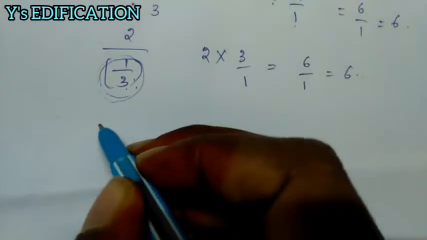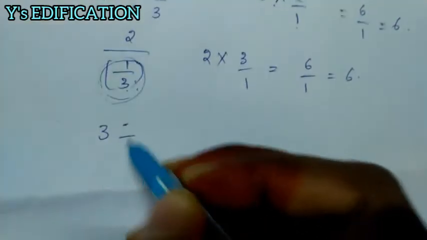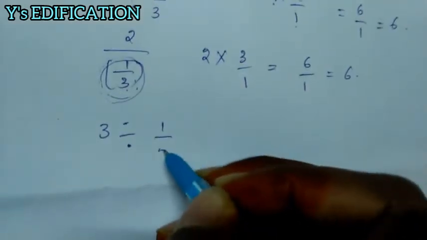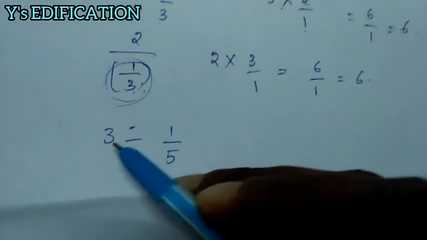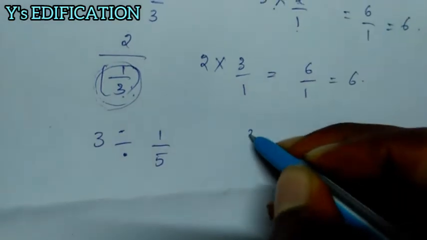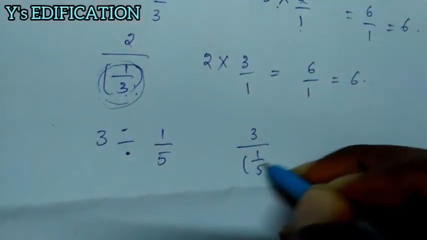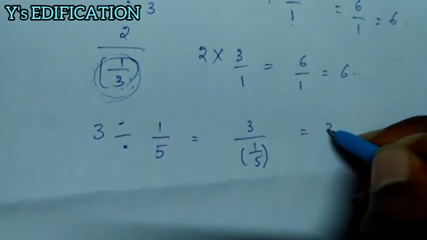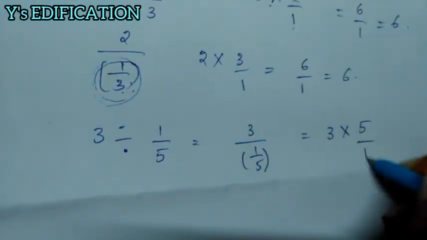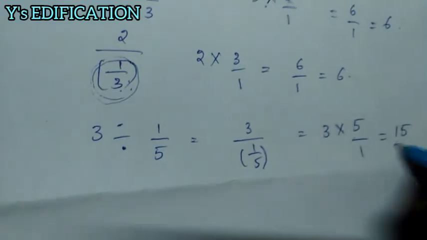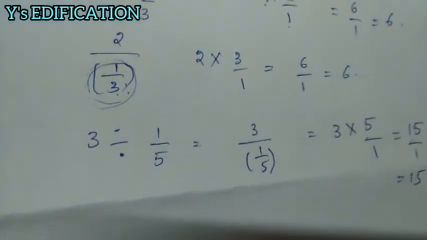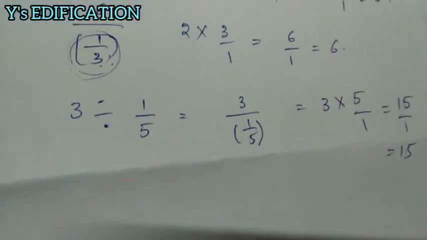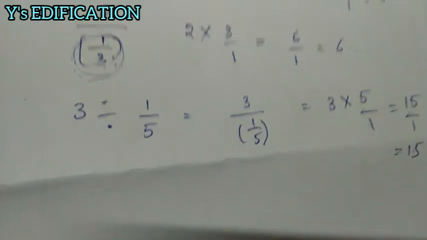Okay. Let us take one more example. 3 divided by 1 by 5. So 3 by 1 by 5. So what do I have to do now? 3 into 5 by 1. So 3 into 5 is 15 by 1, which is 15. That is the answer. Okay. In this way we have to do the division of fractions.